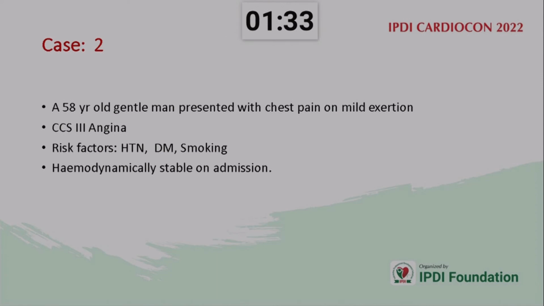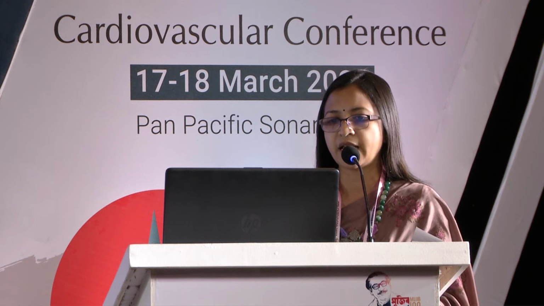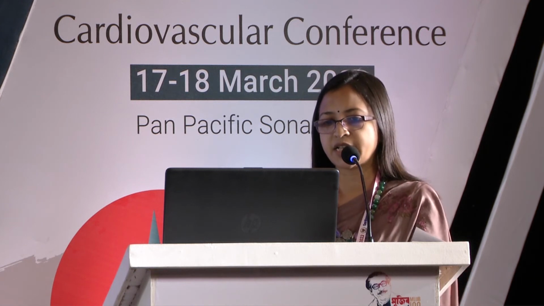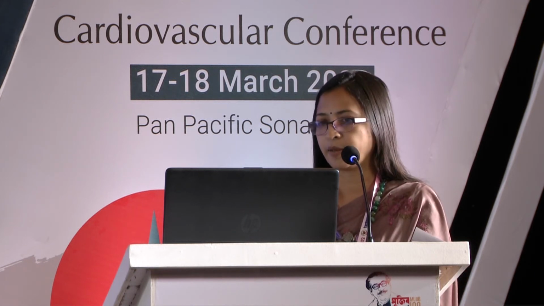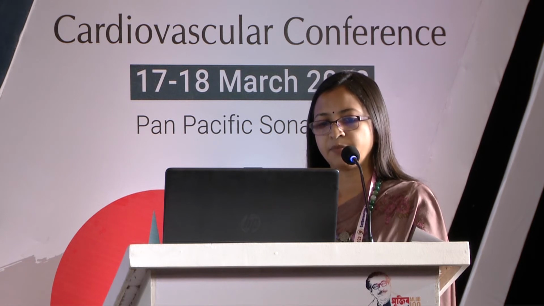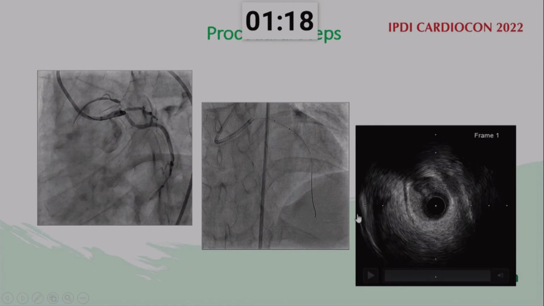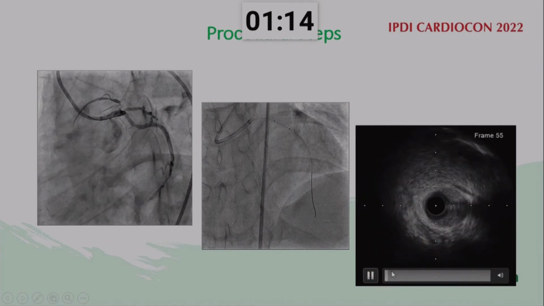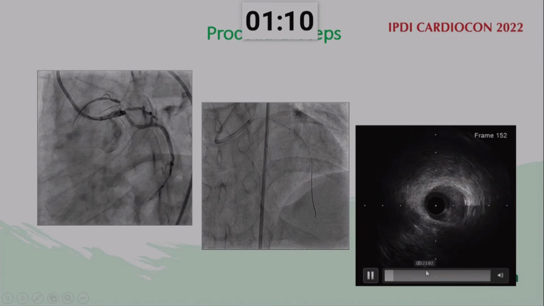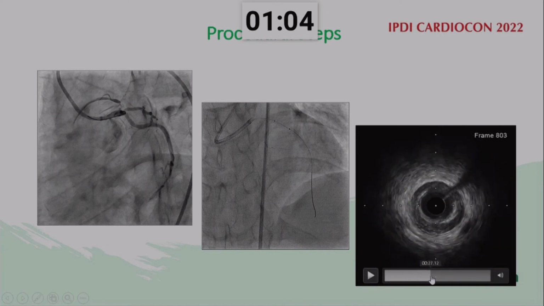My second case is a 58-year-old gentleman presented with chest pain on mild exertion, having CCS 3 angina. The patient was hemodynamically stable, but the patient had very tight lesions in the LAD ostium, and IVUS was showing again very heavy calcium around more than a 270-degree arc.